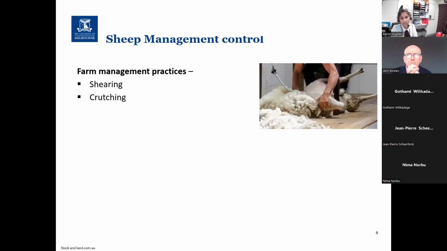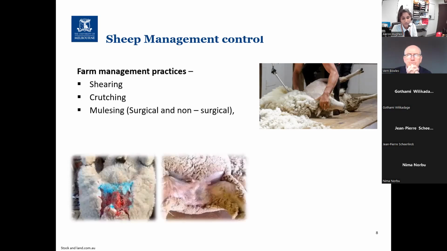Here, in shearing, we remove the fleece from the body, and in crutching, we remove the fleece in the breech area of the animal. Mulesing is another method that we use. Here we remove a part of the skin in the breech, in the perineal region. And once this wound is healed, the area is devoid of wrinkles and skin folds, so there's less chance of fecal contamination in the breech area. It's highly effective in controlling breech strike.